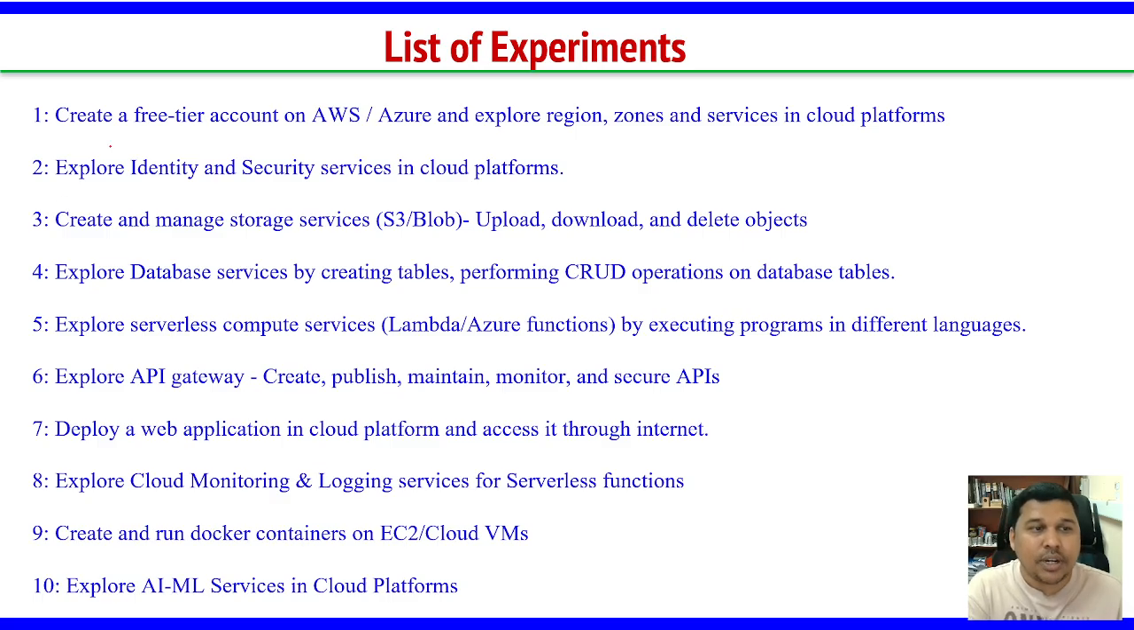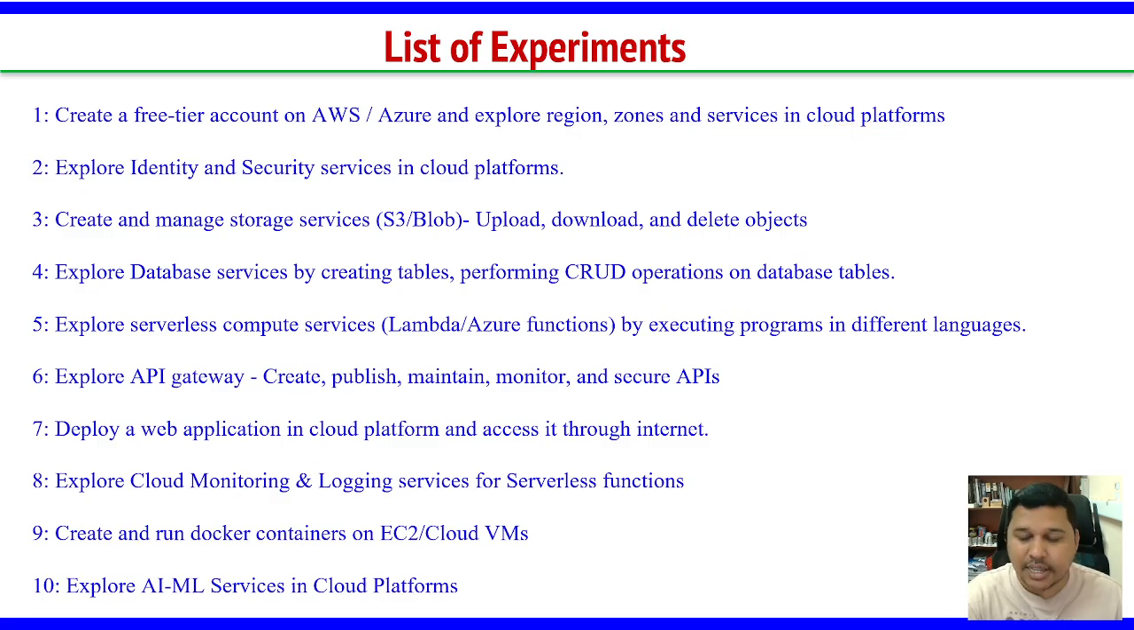Right. So the first one is to create a free tier account on AWS or Azure, depending on your platform, and explore the regions, zones and services in the cloud platforms. Every week before the lab, you will get instructions on what to do in the next week's lab. Next week's exercise, week 2, is about exploring identity and security services. That is the first and fundamental important point which you have to do before exploring anything in the cloud. That information will be shared with you.